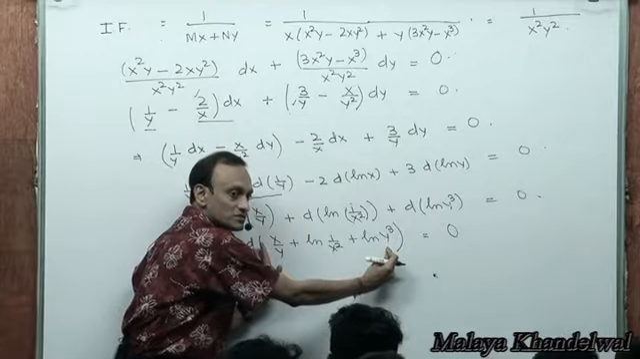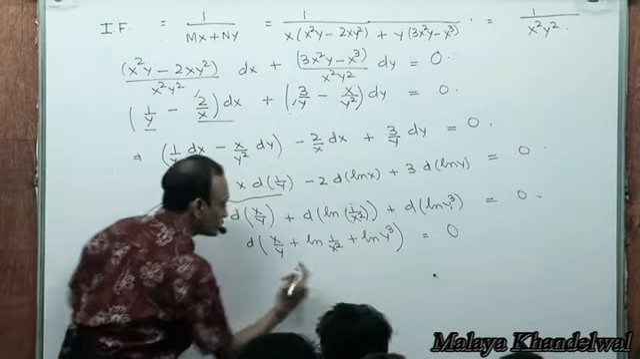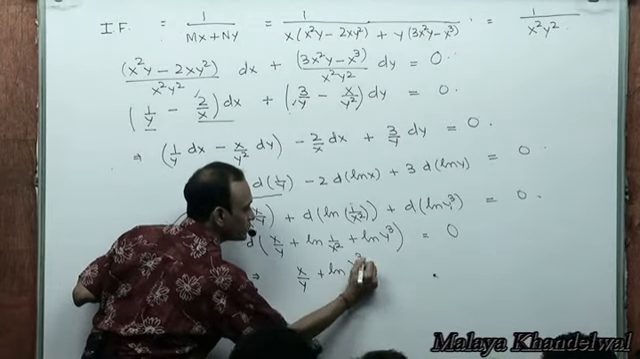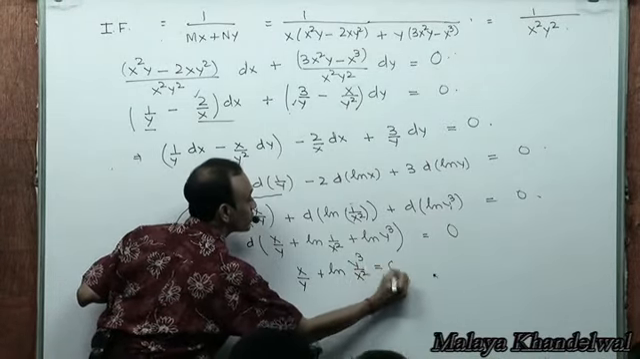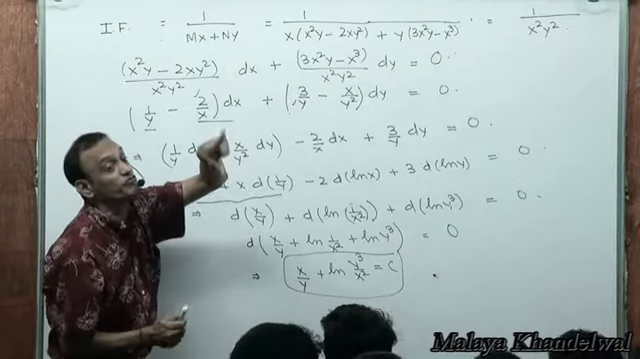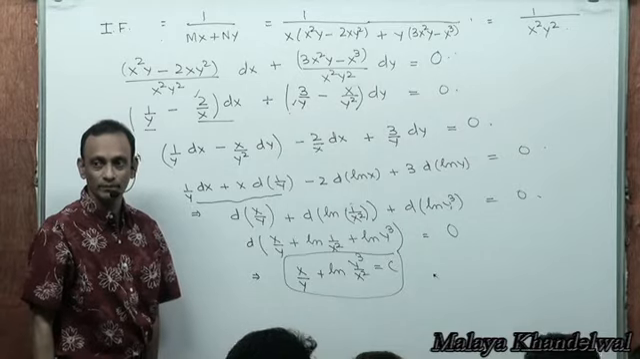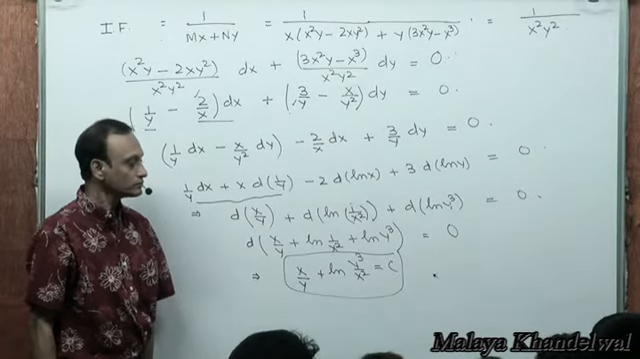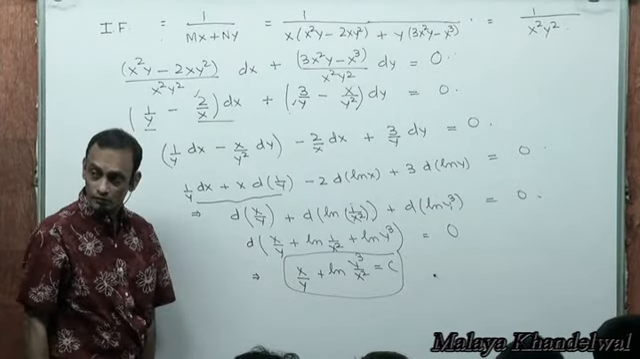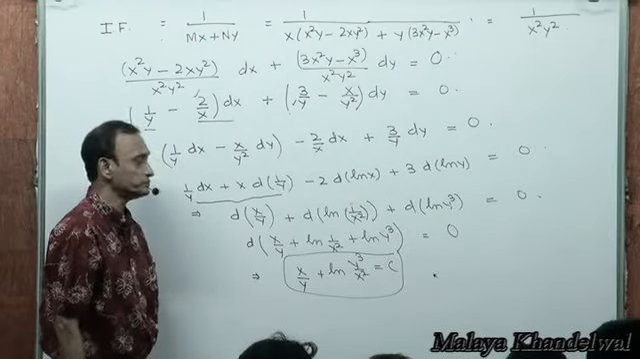That means this must be constant. And if I combine these two, it's going to be log of y cubed by x squared. So then, x by y plus log of y cubed by x squared must be constant. Obviously, you expected one arbitrary constant. Why? Because it was a differential equation of order 1. Works good for us, isn't it? That's the solution to this differential equation.